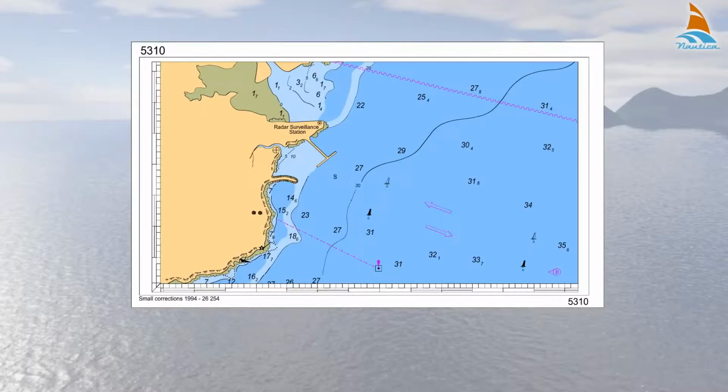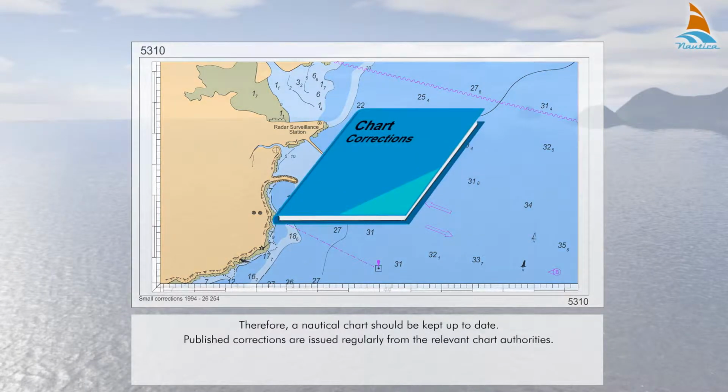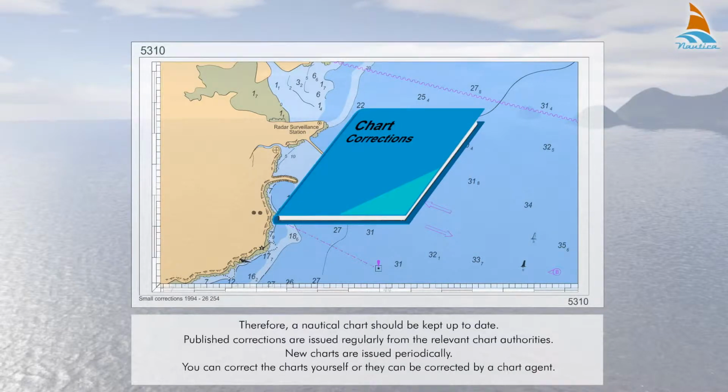On a nautical chart, features such as buoys, channels, wrecks, and so on can be omitted or their positions changed. Therefore, a nautical chart should be kept up to date. Published corrections are issued regularly from the relevant chart authorities. New charts are issued periodically. You can correct the charts yourself, or a chart agent can correct them for you.